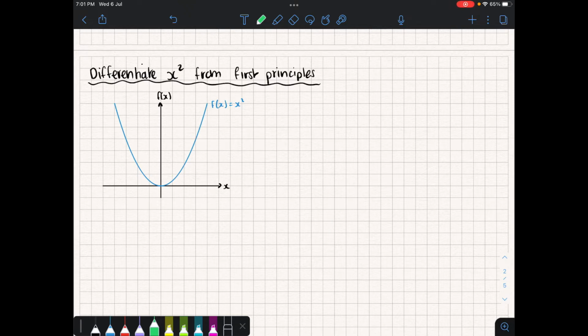So what we'd like to do is come up with a function that can describe the gradient for us, that we can put in an x value and it'll give us a y value, which is going to tell us what the gradient is. So first principles, we need to remember what the first principles formula is. So from first principles, we know that the gradient function, which we call f dash x, is equal to the limit as h approaches 0 of f of x plus h minus f of x all over h. So that's our change in y over change in x, and we set the distance between the 2 points as h.